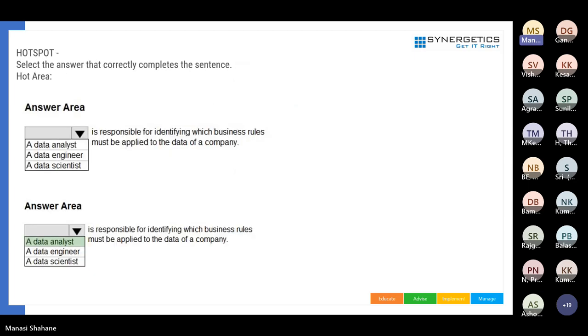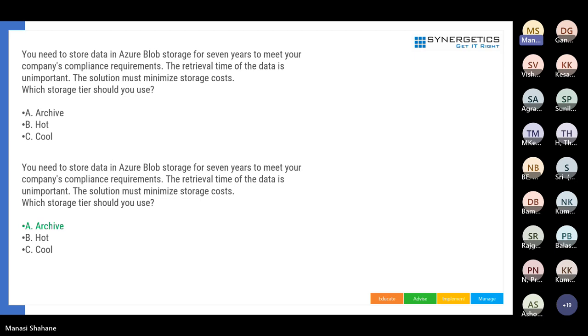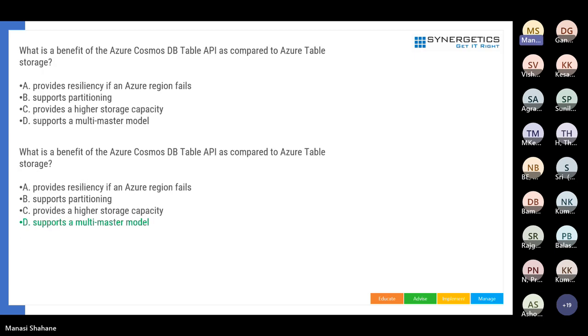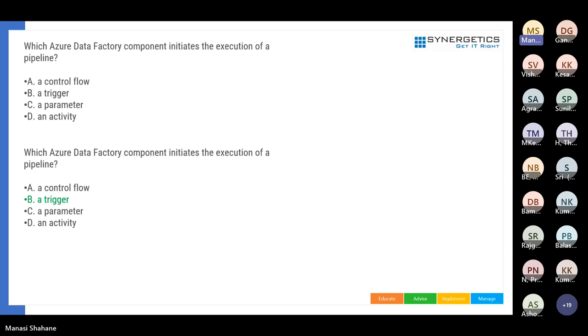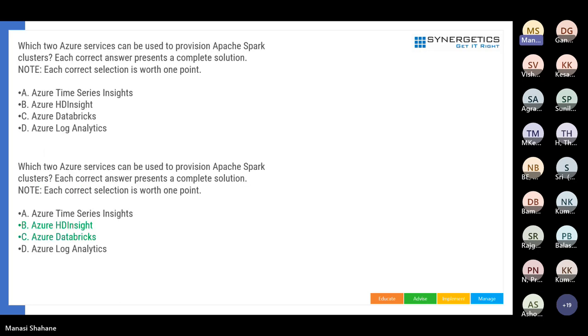Then something like this, again related to roles, you can get. Of course, the answer is data analyst, because you're dealing with business roles. Visualization and analysis of the business is done by the data analyst. Then there are questions pertaining to access tiers. This is the answer to this. And then they keep on repeating. You can have an option to select 2, 3, 1. All of these options can come in. These were some sample questions that can come in the exam. I got them from some of the questions that can come.